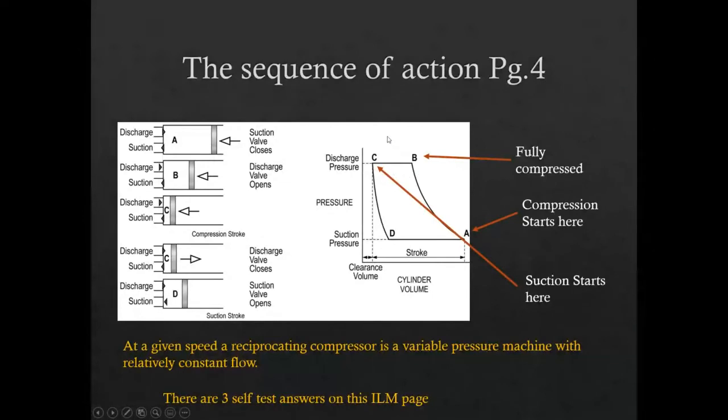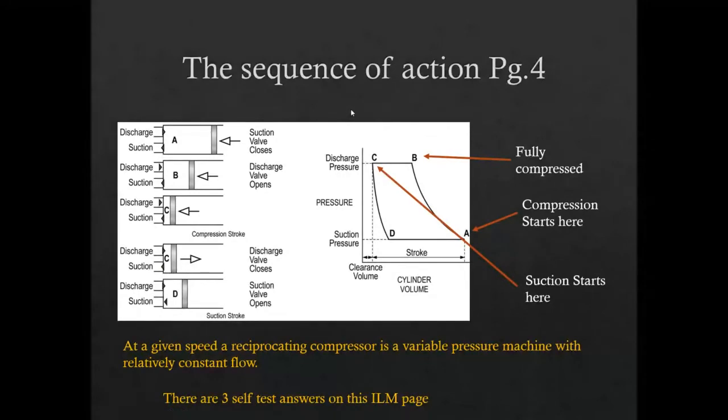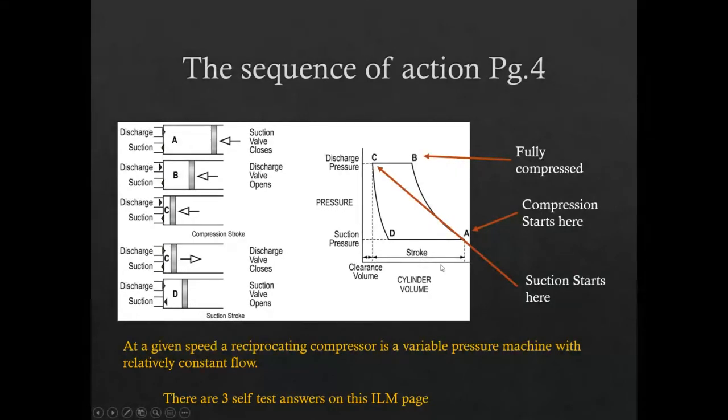So here's a little chart that shows a sequence of action of what happens as a reciprocating compressor goes through its stroke cycle. And you can kind of walk through this thing as it goes on by itself. But basically what we can look at is the pressure versus the cylinder volume, which is a function of the stroke, the piston going up and down in the cylinder. So being able to understand this graph is something that you need to understand as we go through this here.